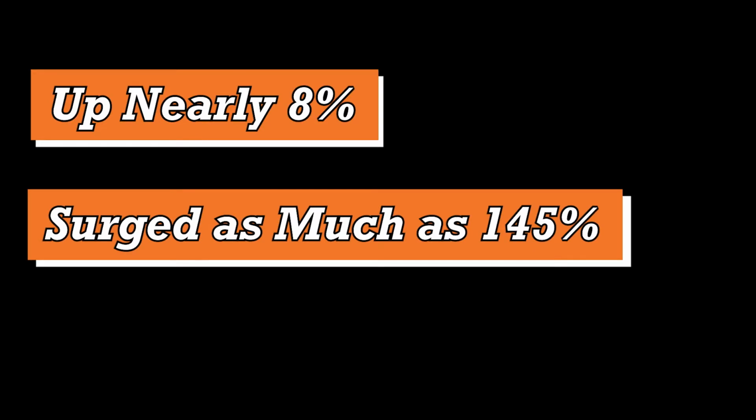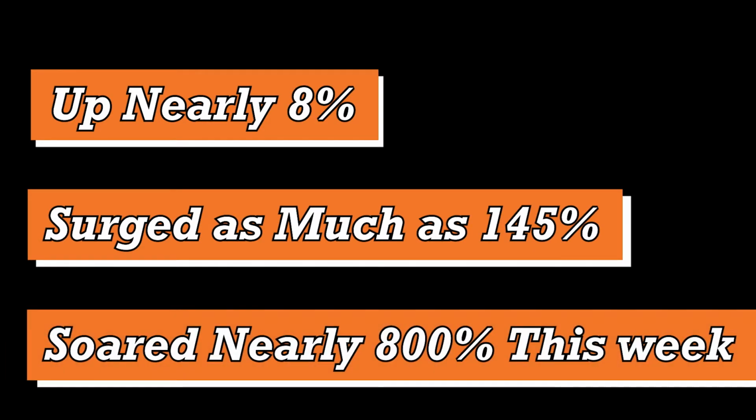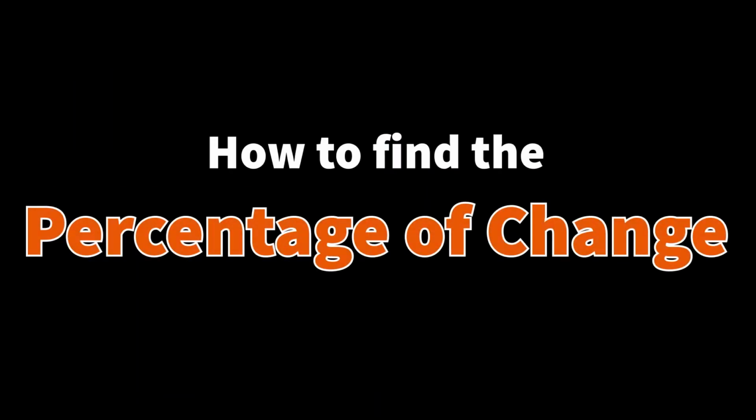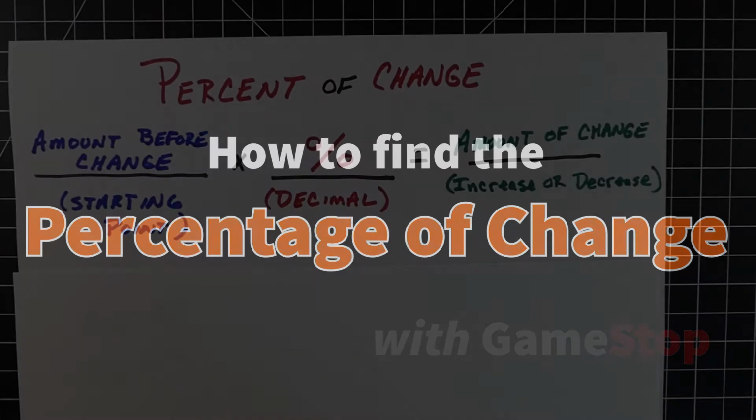Up nearly 8%, surged as much as 145%, soared nearly 800%. All these are examples of percent of change. So how can we find percent of change? We'll use GameStop to kind of help us out.